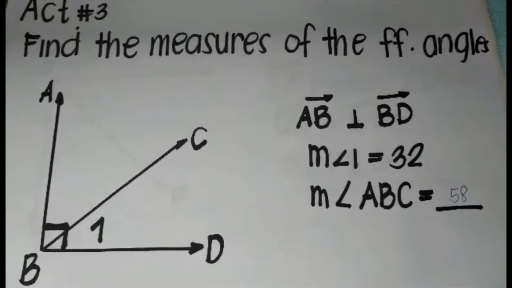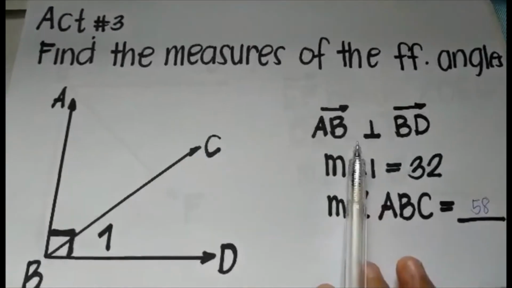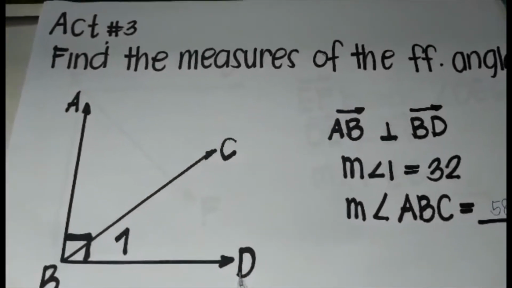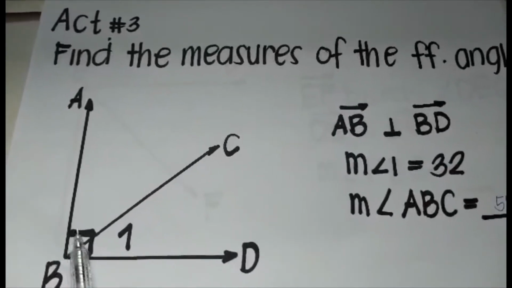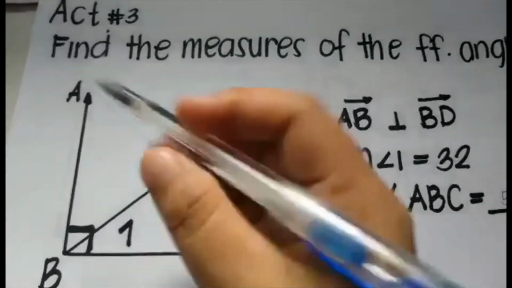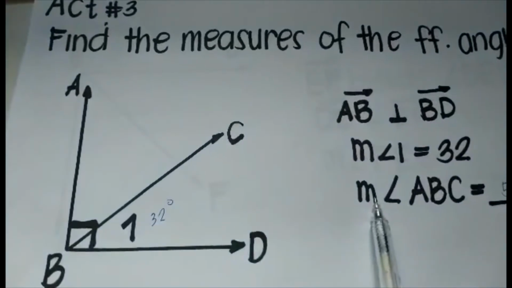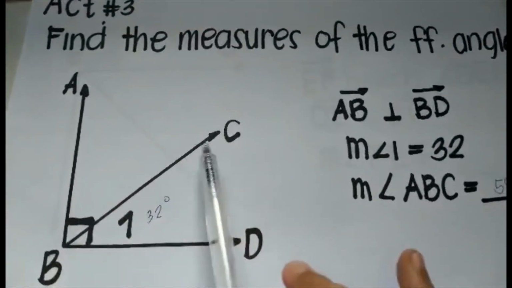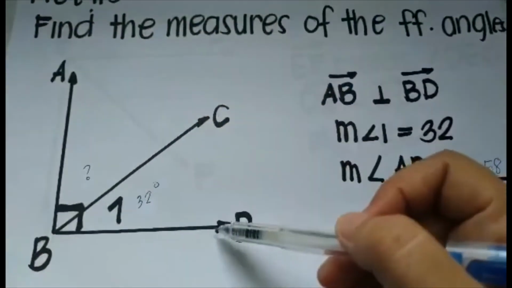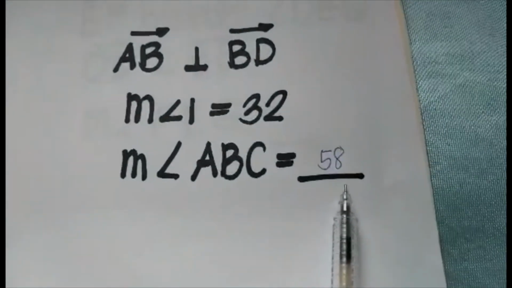Activity number 3. Find the measures of the following angles. So we have here the given: ray AB and ray BD are perpendicular. Therefore, they form a right angle. Then angle 1 measures 32 degrees. So we are going to find the measure of angle ABC. So this angle. Now since this is a right angle, 90 minus 32 gives us 58.